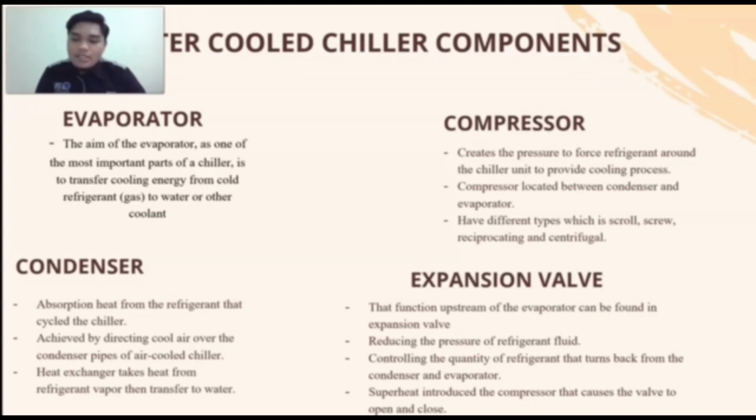Next is condenser. Absorption of heat from the refrigerant that cycles in the chiller is achieved by directing cool air over the condenser pipe of air-cooled chiller. Heat exchanger takes heat from refrigerant vapor, then transfers to water. Last is evaporator. The aim of the evaporator, as one of the most important parts of a chiller, is to transfer cooling energy from cold refrigerant to water or other coolant.